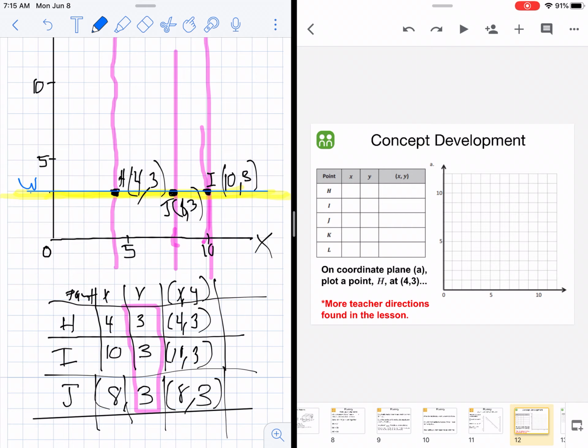Does the line W ever intersect with the x-axis? Does it ever touch or go across the x-axis? Nope. Does line W intersect with the y-axis? Does it go across the y-axis? It does. It intersects right here. So yes, it intersects with the y-axis, but it does not intersect with the x-axis.